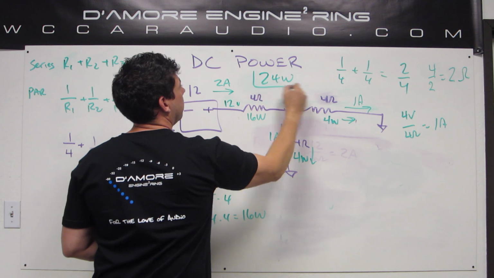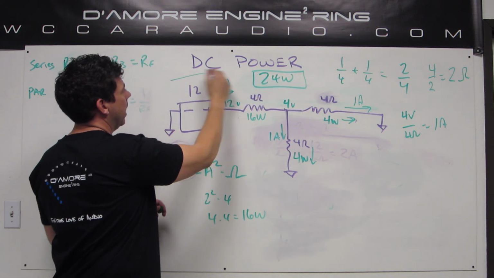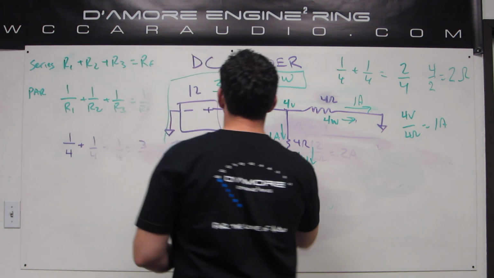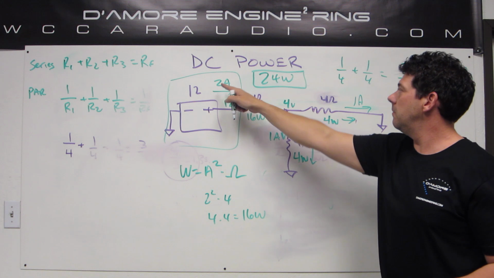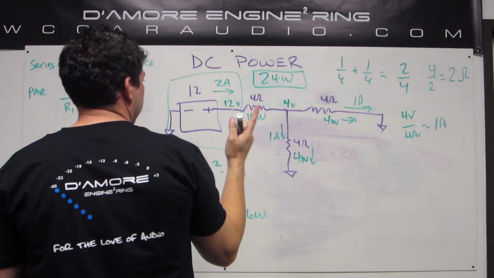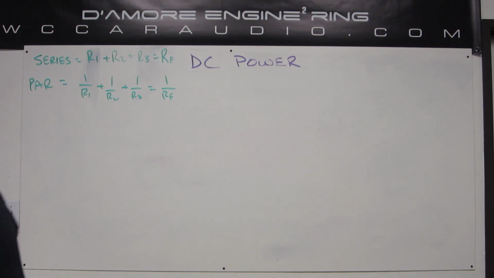24 watts total power in the circuit, and again you can sanity check it and say, well, over here at the battery we've got 12 volts and 2 amps. Well, volts times amps equals watts. 12 times 2 is 24, so we know we did it right, and there it all is. Do a couple quick applications real quick.